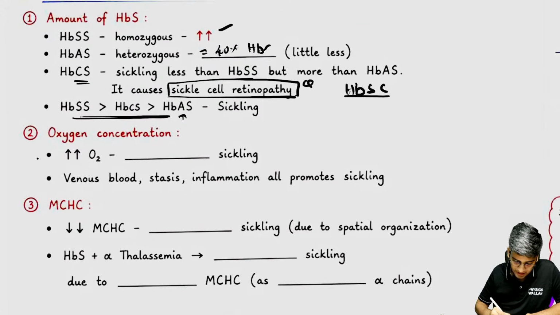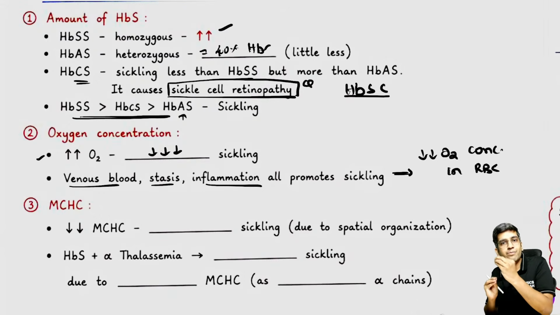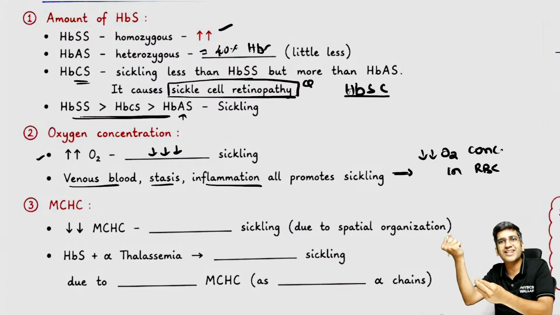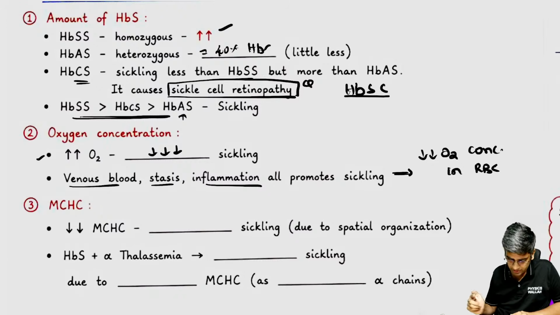Then, like I said, more oxygen tension, so oxygen concentration will reduce sickling, right? In venous blood, in stasis, in inflammation, in all these places, I'll have less oxygen concentration in RBCs. The more time an RBC stays with the tissue, the more it will suck the oxygen, right? So automatically oxygen reduces inside the RBC, which promotes sickling. In inflammation, you'll have stasis, right? Whatever you said is right. pH, again, will be a problem during inflammation, okay?